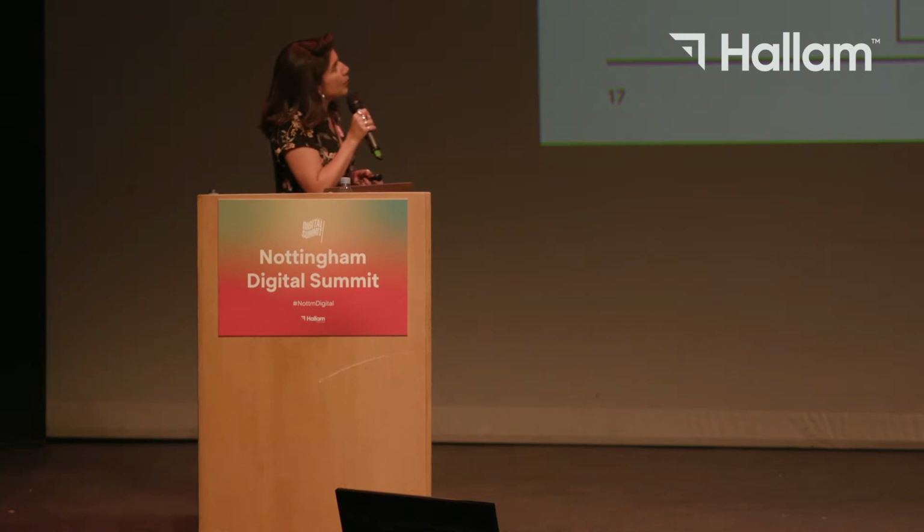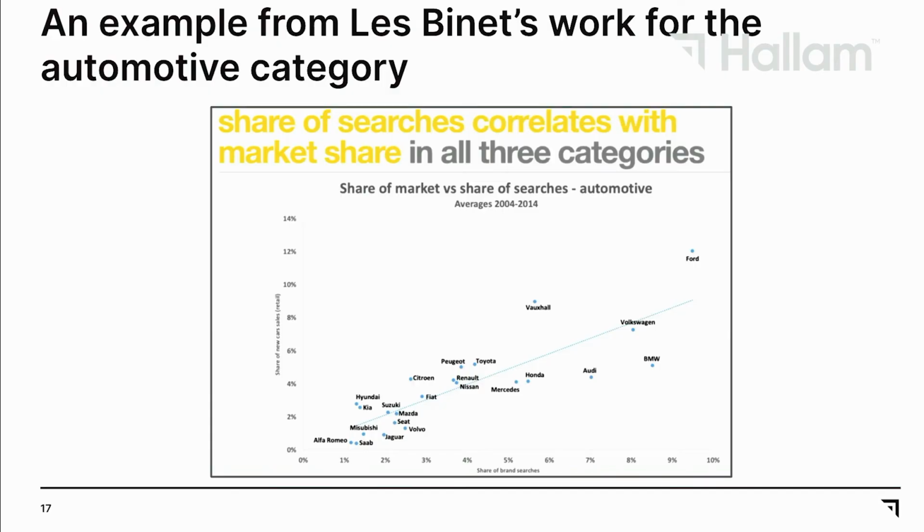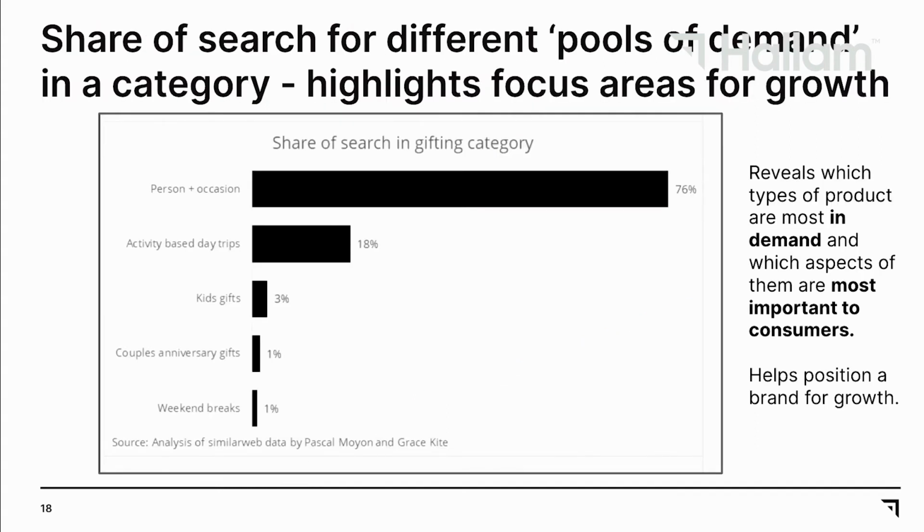And this is an example that Les Binet put together. So he looked at various different categories to, I guess, prove the theory on this. So this was the automotive category, and he found that the share of search very closely correlated to market share. And you can take that principle of share of search and actually apply it to a category itself to highlight pools of demand within a category to help with your marketing strategy.